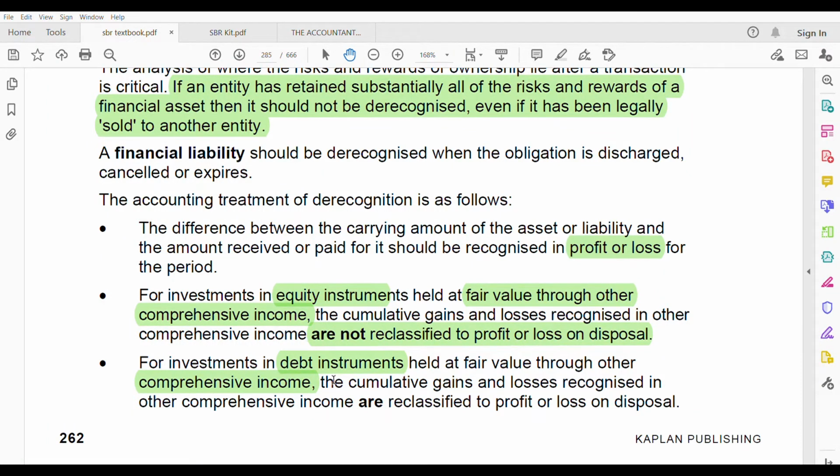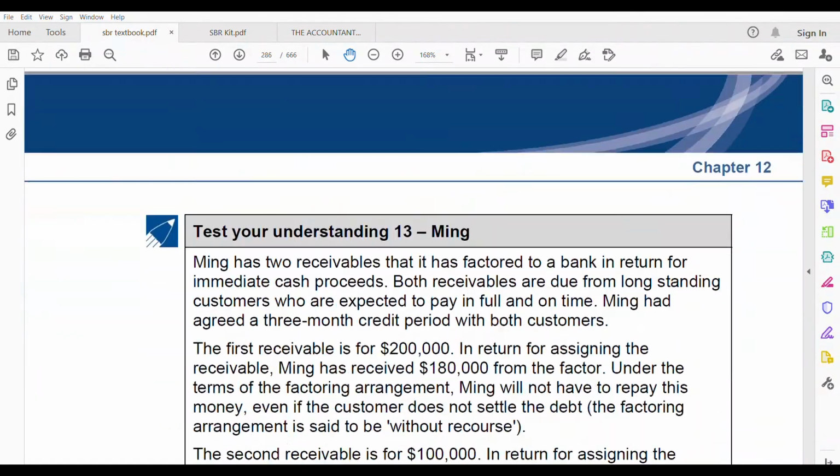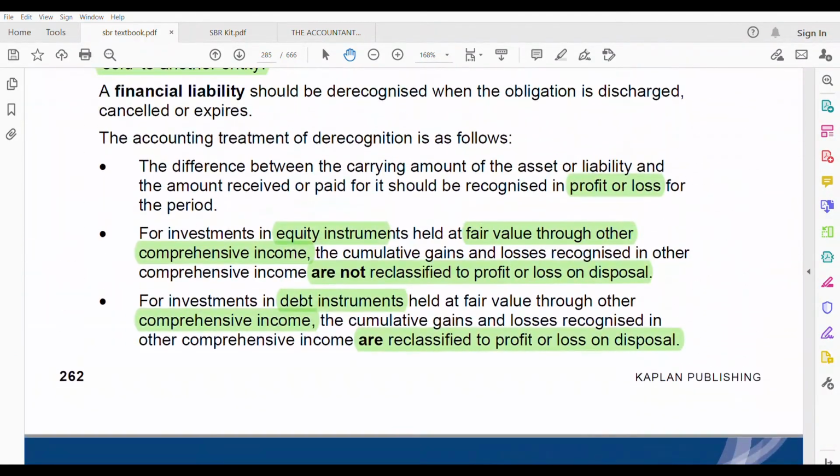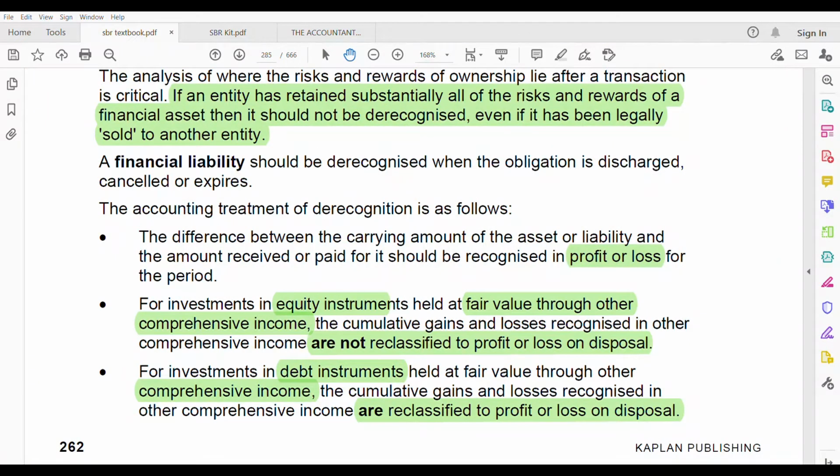They have not said that anywhere. The cumulative gains or losses recognized in other comprehensive income, this time they can be reclassified to profit and loss on disposal. So can you see, if it is equity instruments, not reclassified. If it is debt instruments, reclassified on disposal. Disposal means you are disposing of those debt instruments. At that time, you can reclassify to profit and loss. So that's it for derecognition of financial instruments. We are over with it.